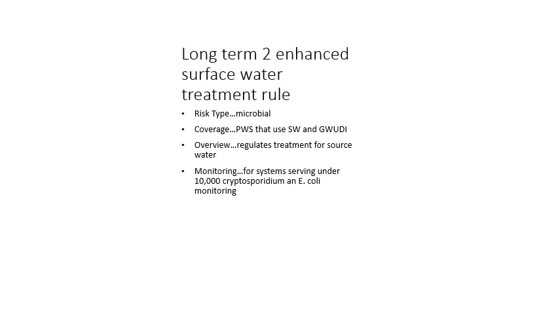Long-term 2 enhanced surface water treatment rule. Risk type: microbial. Coverage: public water systems that use surface water and groundwater under direct influence. The overview: it regulates treatment for source water. Monitoring for systems serving under 10,000 is cryptosporidium and E. coli monitoring. And that is a broad overview of the safe drinking water rules and regulations.